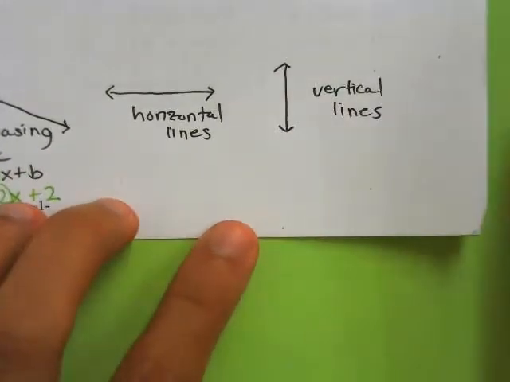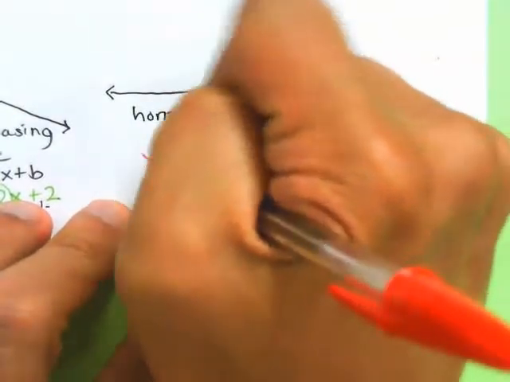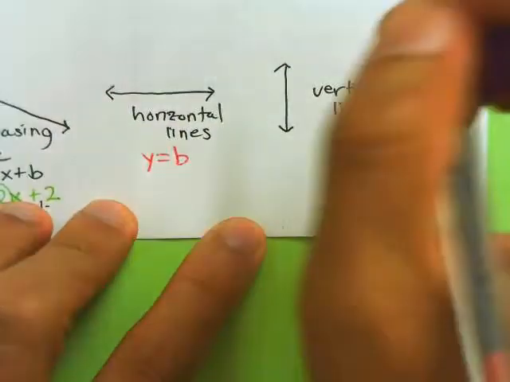Okay. Like I said, we're not going to do horizontal and vertical lines over here, not too much, but we are going to tackle this a little bit later, but we're just going to write down y equals b.